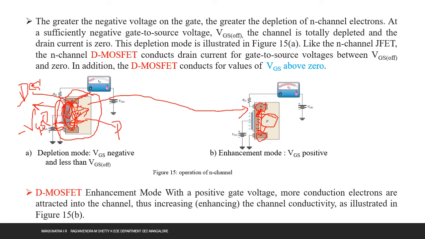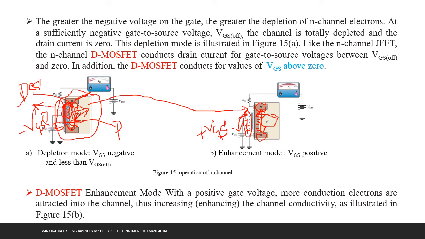To make these electrons accumulate here, they should be attracted by positive charges, the positive holes. So I want these positive charges to be accumulated here first. How is it possible? By giving a positive voltage, a positive VGG or VGS.